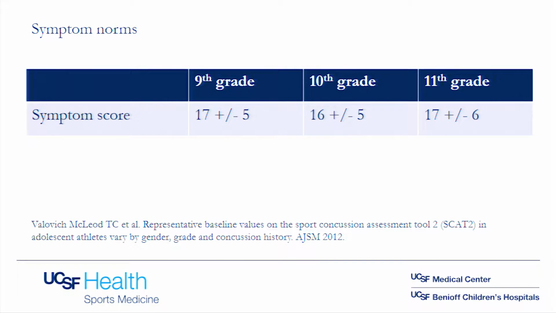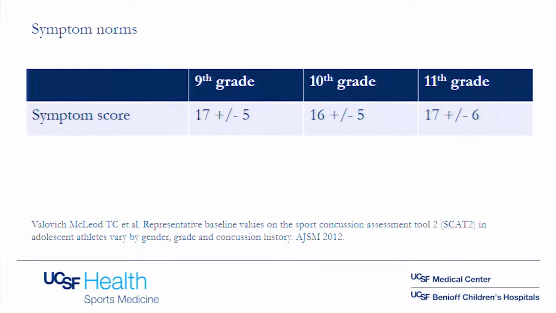In high schoolers, when I first started doing this, I was surprised. We were doing baseline testing at UCSF for local high schools, and I would review all the baseline results. And I was really surprised by how many symptoms of concussion high schoolers have at baseline when they've had no concussion. This study really talks about that. You see that at baseline, having no concussion, a ninth grader will have a symptom severity score of about 17.